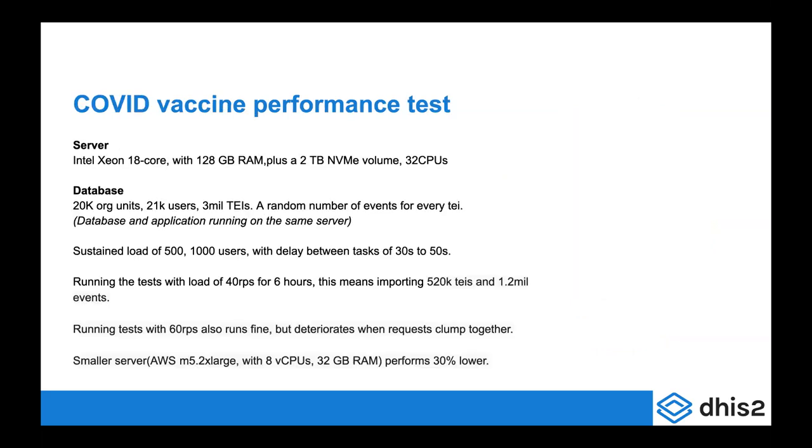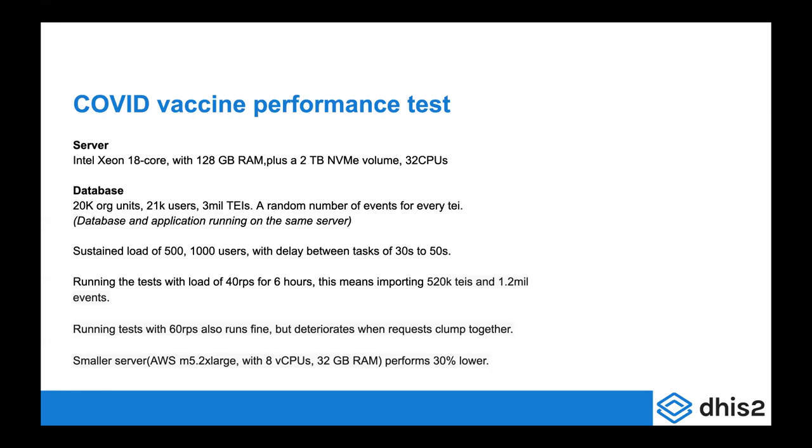We are doing an initiative that is also pushing the boundaries for Tracker and DHIS2 these days, and that's the COVID vaccine performance test initiative. As the COVID vaccine is getting rolled out in the world, one of the questions that everyone needs answered is, can we actually support this with Tracker? Can the Tracker support the volumes I need? So we have started an initiative to run some tests, and have some numbers that I will bring to you here.